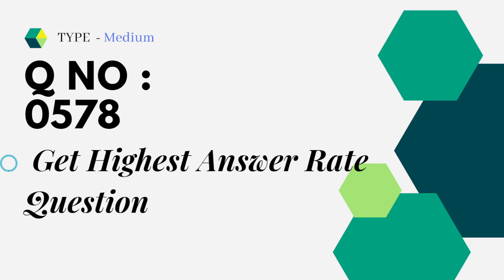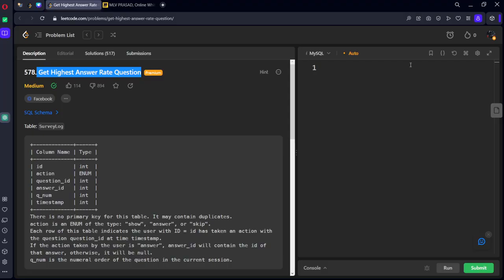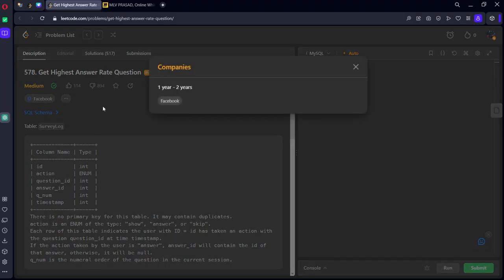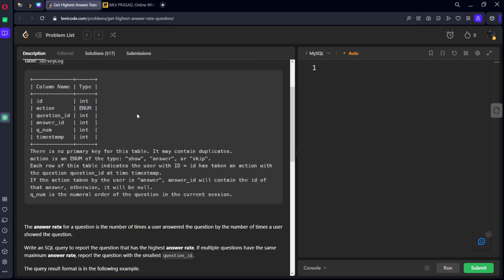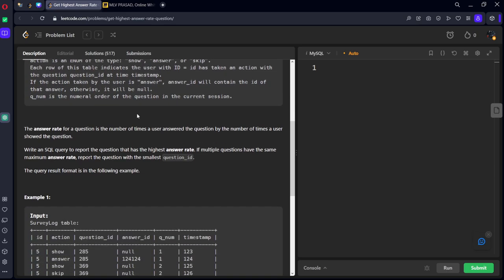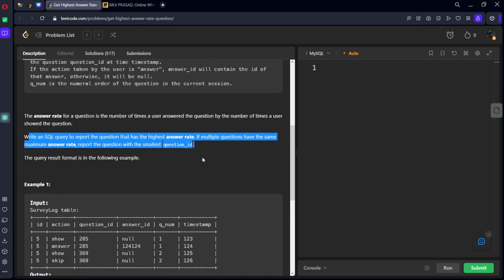It's type medium, question number 0578, get highest answer rate question. Let's see the question right now. It is asked in Facebook. The answer rate for a question is the number of times a user answered the question by the number of times an answer showed the question. Write an SQL query to report the number of highest answer rate. If multiple questions have the same maximum answer rate, report the question with the smallest question ID.